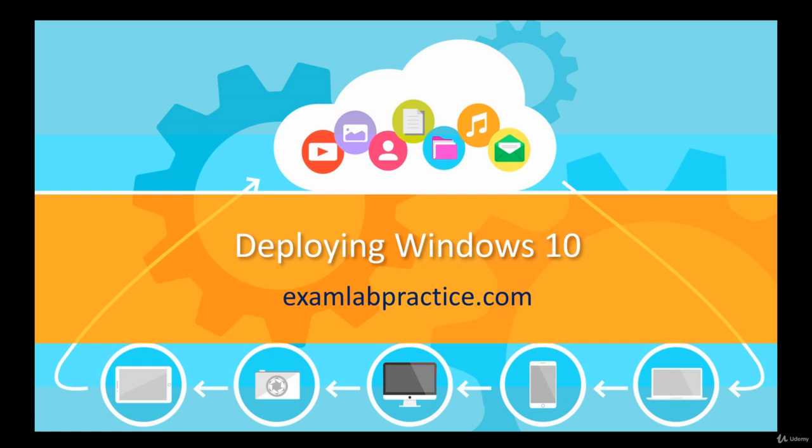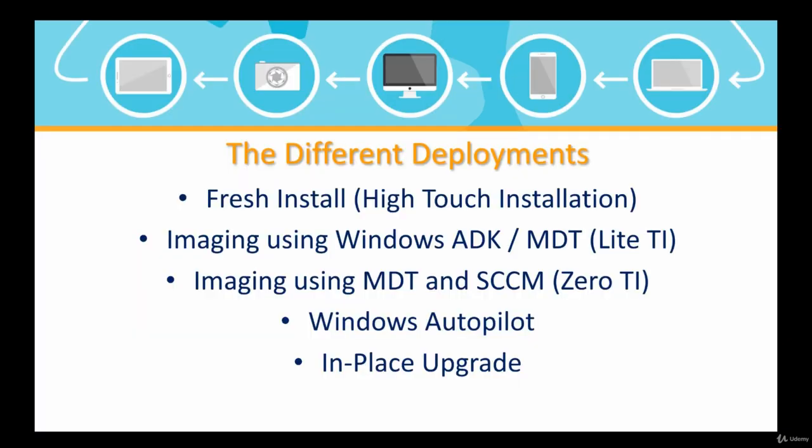When it comes to deploying Windows 10, it's important to understand that there's a lot of ways you can go about it. There's a lot of different tools that you can utilize and different methods that can actually get Windows 10 installed out in your environment. So we're going to take a look at some of the different capabilities and methods that we would use. To start with, we're going to break down some of the different deployments.